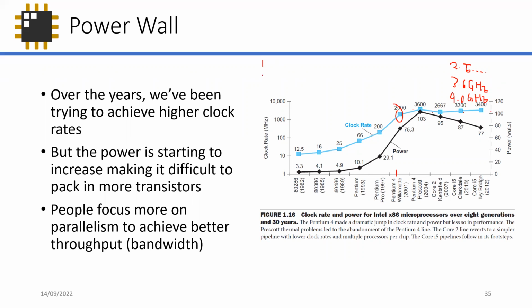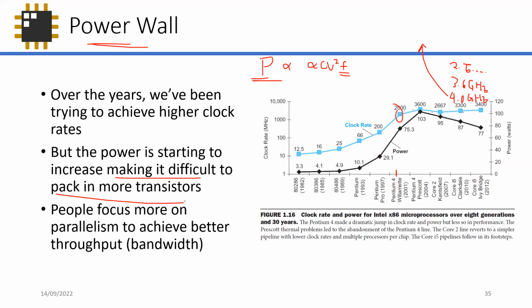And the reason why is because we have this power wall. Remember, power is proportional to alpha C V squared F. If you increase frequency even further, power increases linearly. And the problem really is that the higher the frequency, you have to submerge your processor in some liquid cooling for it to work properly, because power dissipates heat, right? And that's the reason why you're not getting faster and faster processors. So it's making it more difficult to pack in more transistors also.